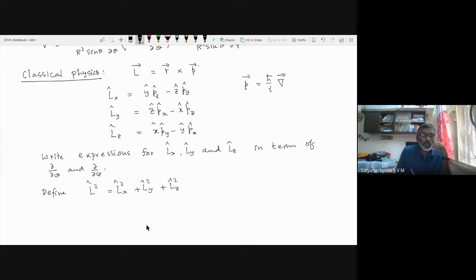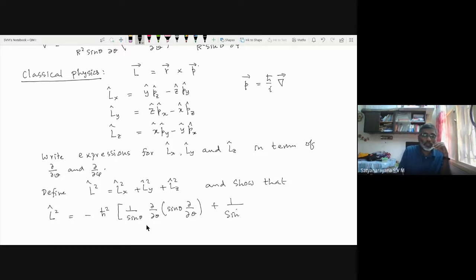Okay, and show that the operator L square is equal to minus h bar square into 1 by sine theta dou by dou theta sine theta dou by dou theta plus 1 by sine square theta dou square by dou phi square.